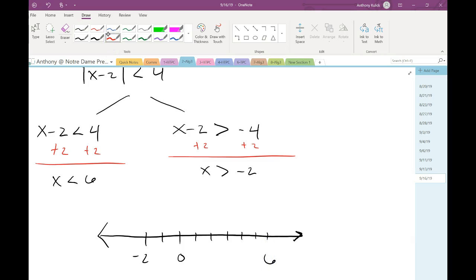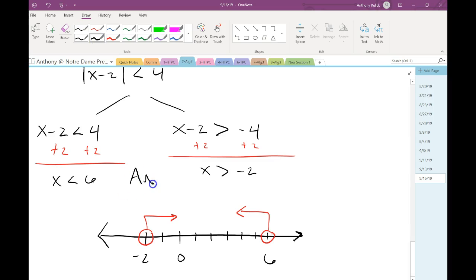I'm going to go ahead and plot this on the number line. So if I start with x is less than 6, I start by making a mark at 6. What kind of mark should I make? Open. And which way should my arrow point? Left. If I do x is greater than negative 2, I need to make a mark at negative 2. It should be open. And which direction should the arrow point? To the right.